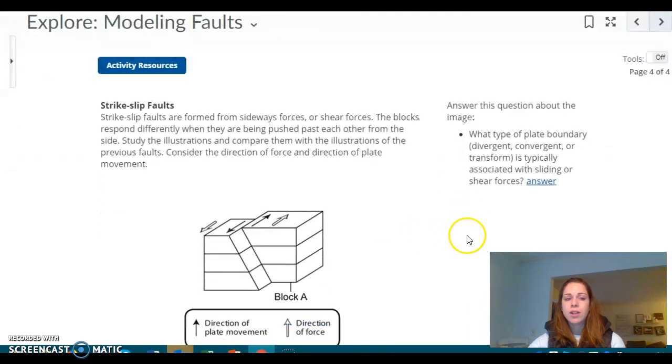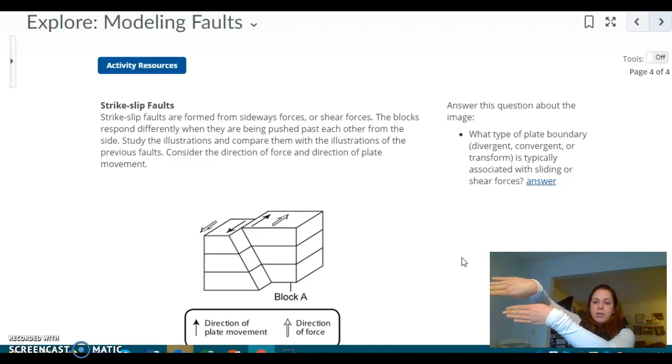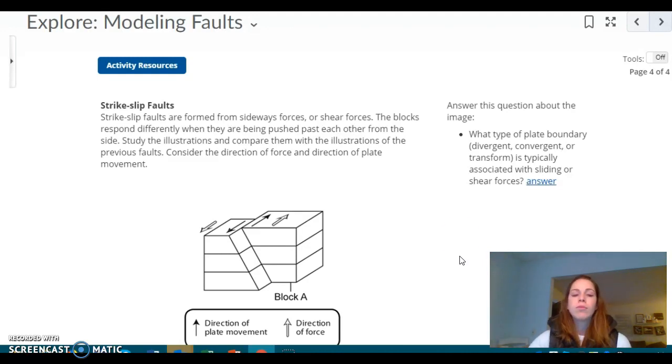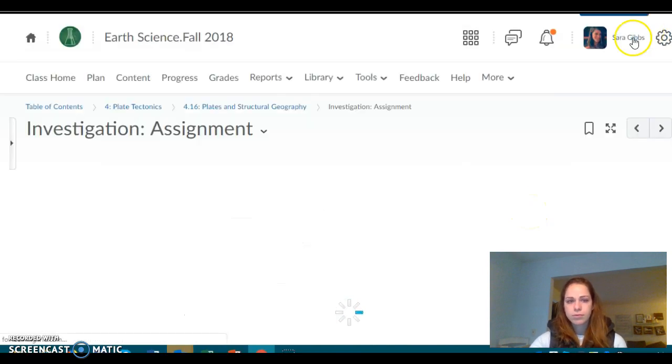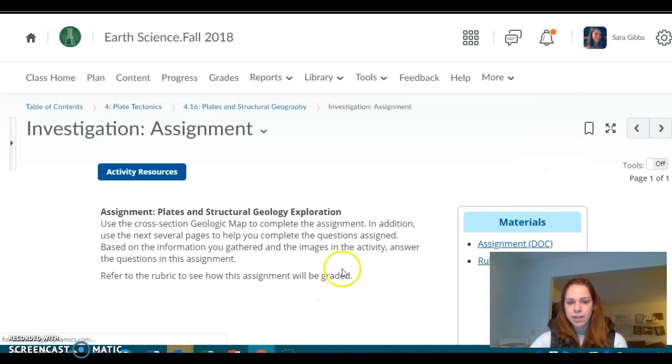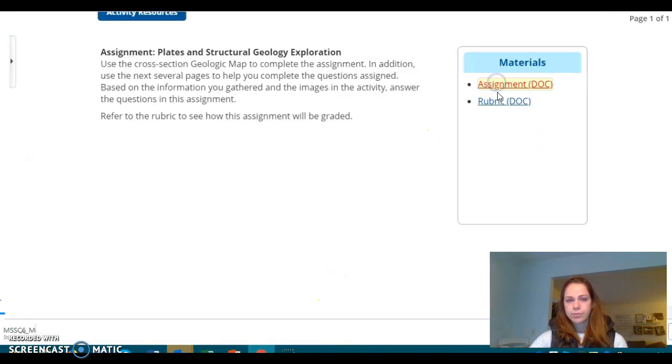And then strike slip faults happen at transform plate boundaries where they're just sliding past each other, okay, like this way or this way. And that shifts the rock's position. So let's open the assignment and we'll look at it together.